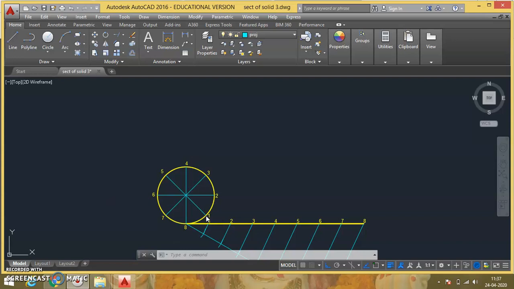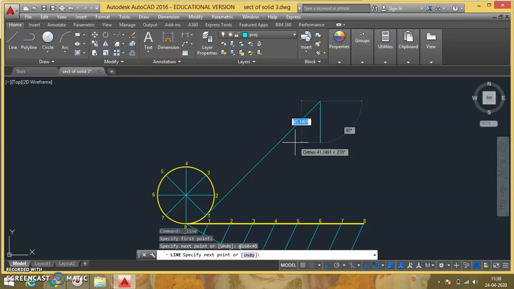Once this is done, I'll start drawing the tangent passing through points 1, 2, 3, 4, 5, 6, 7, 8. For example, I'll take a line command. You can just draw a line perpendicular to this line, and that will be tangential. So you got a line here which is now perpendicular to this line, meaning tangential at point A, and like this. Similarly, I can get a line here.